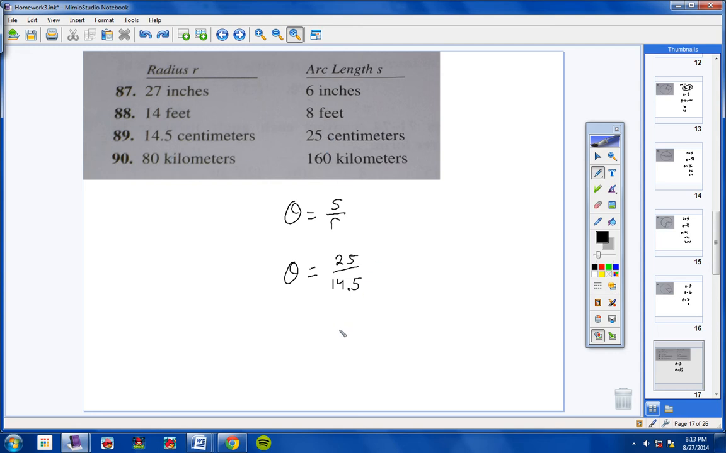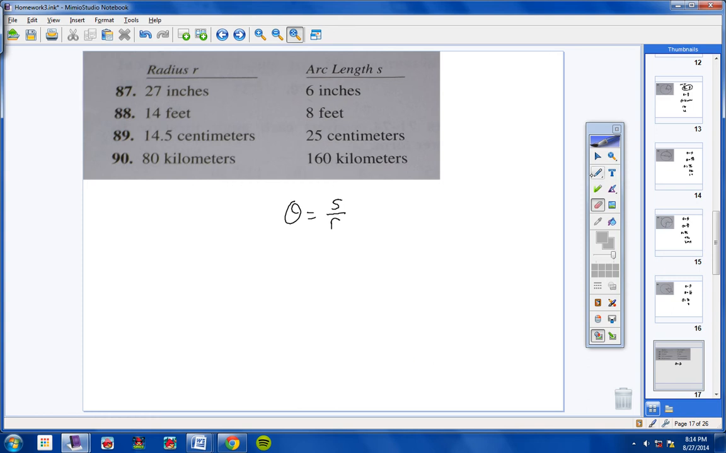Anyways, moving on, we have 25 over 14.5. If you want to leave that as a fraction, you would move the decimal up top, that'd make it 250, and move the decimal on the bottom, that would be 145. If you reduced that correctly, you would get 50 over 29 radians. Or if you type that into your calculator, you would get 1.7241 radians.